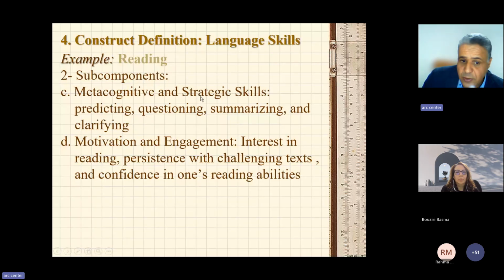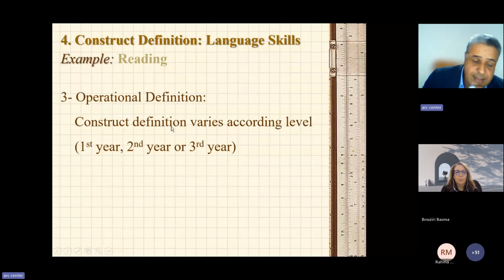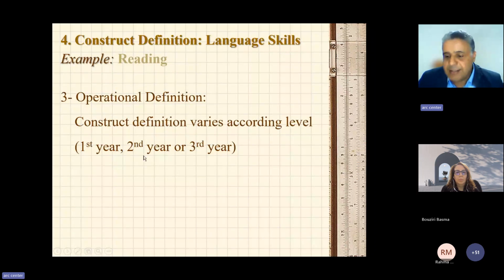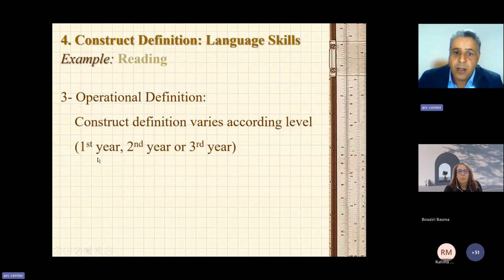Operational definition: the construct here, reading, has several components, and it will vary according to the level. So when you are teaching first year and assessing reading with first year, you focus more on meaning that is explicitly stated in the text, using scanning and skimming. When you are dealing with third year students, reading has another definition operationally.